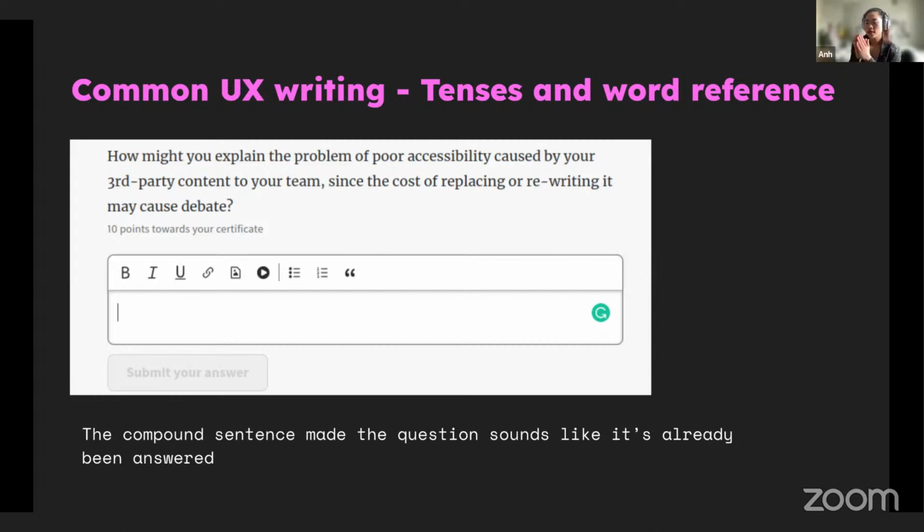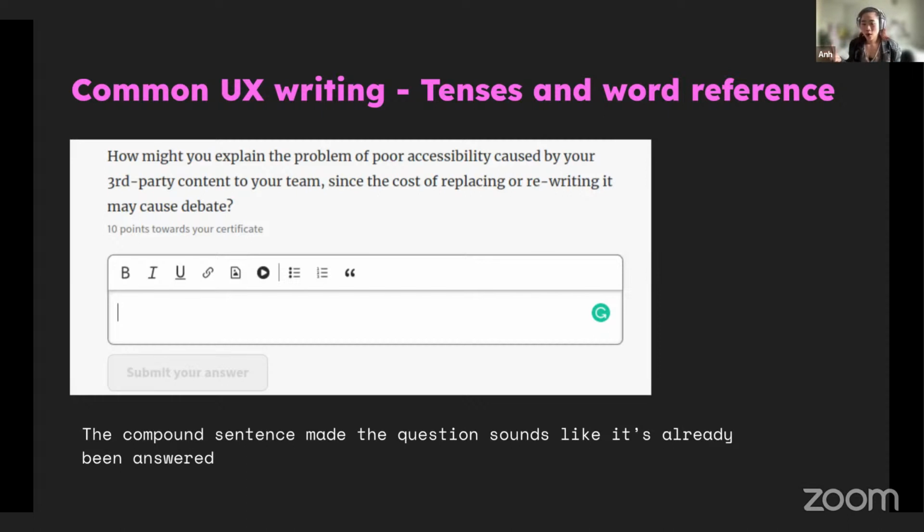Because if I look at this question, I see a comma means there are two parts. The first part, they're asking the question, how might you explain the problem of poor accessibility? Okay. And then the second part, they say, since the cost of replacing. And I'm like, wait, the second part beginning with the word "since" means you already answered the first part, right? Usually that's how I study English. If I say "since something something," it means "because of something something." You're already answering it. So what are you asking for?